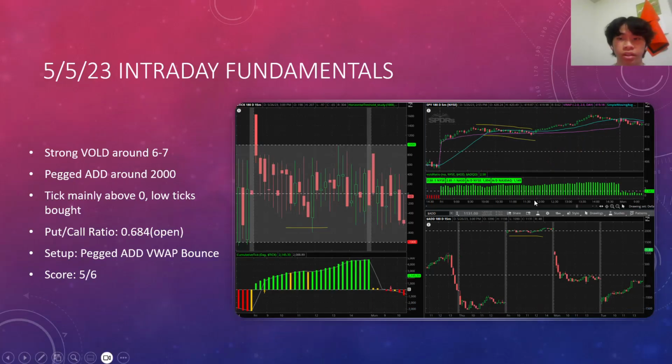Intraday fundamentals, there was a very strong VOLD around 6 or 7. ADD was pegged around 2000. Low ticks were being bought. Tick was above 0. Put call ratio 6.8684, giving it a score of 5 out of 6. So the setup that I was looking for was a pegged ADD VWAP bounce.